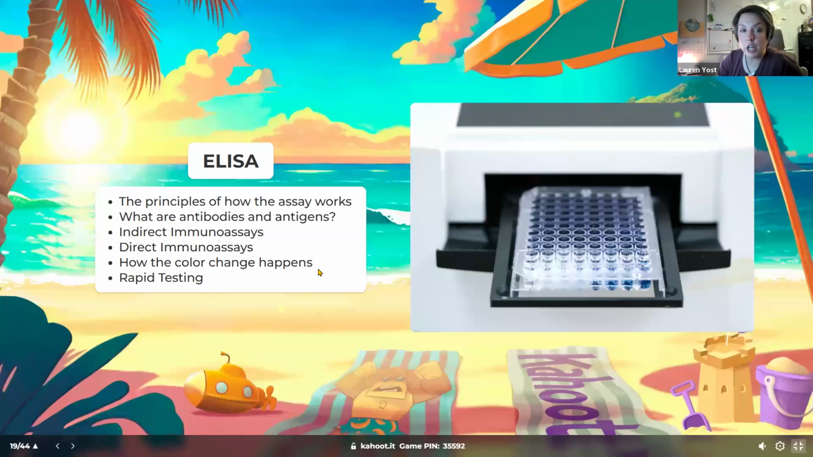And so if that color change happens, it's positive, and that's how it always is. So you don't have to worry about, oh, this time it turned the color change. Was that positive or negative? Every time in these immune-based tests, if it changes a color, it's positive.